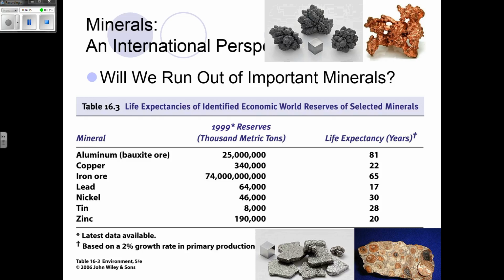New discoveries. We're always finding more minerals, especially we found a lot of iron and aluminum. We recently found that in Brazil and Australia. And also we went through some global economic slumps, so that also decreased the amount of minerals that we ended up using.